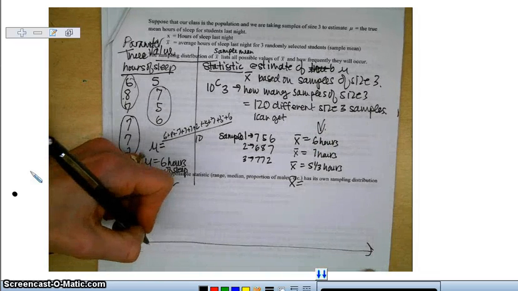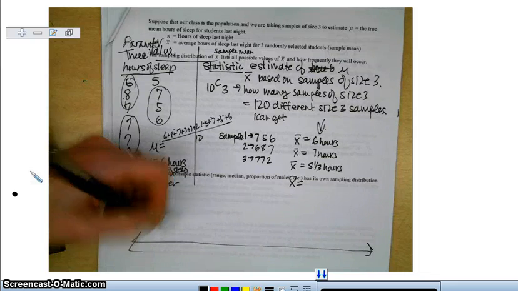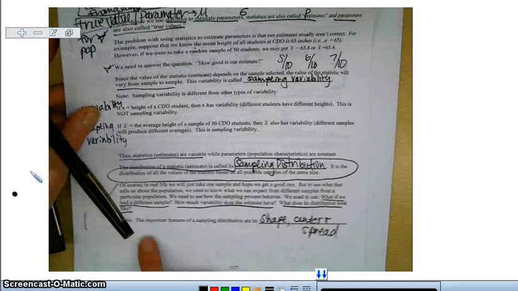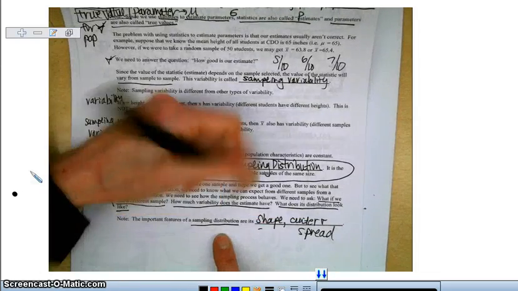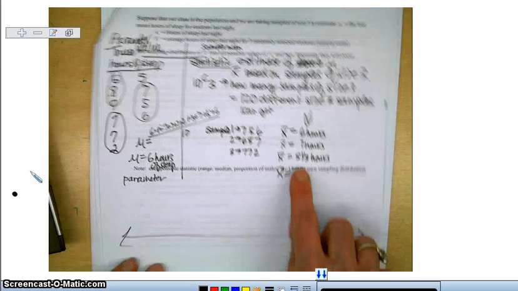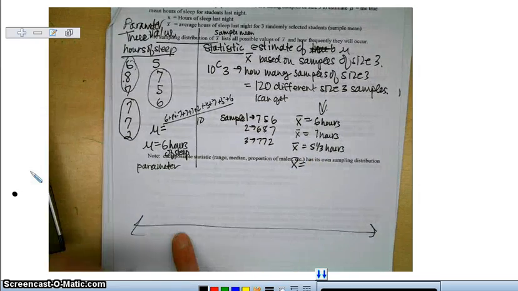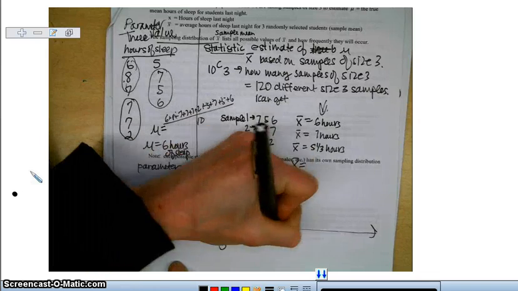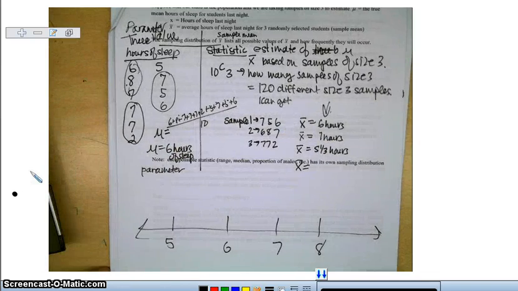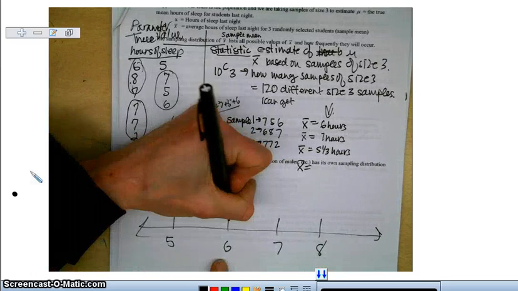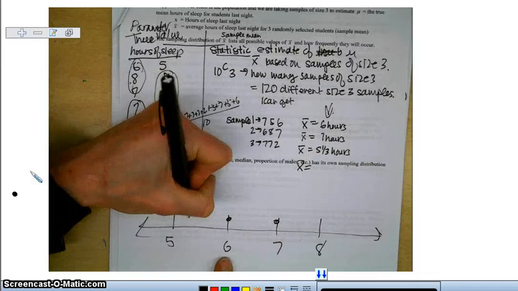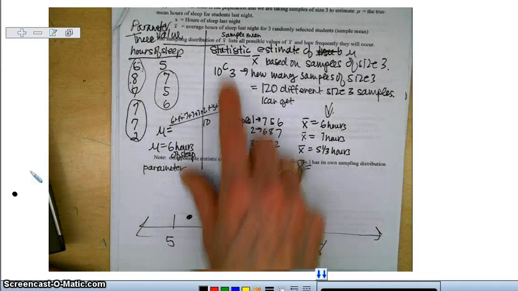Could I put those on a number line, a dot plot, and look at the shape of that? Okay? That's why the important features of a sampling distribution are shape, center, and spread. We can take all of those sample averages and we can graph them. We could put them on here. Here's 5, 6, 7. I'm not going to get higher than an average of 8 hours of sleep, right? Because the 8 was the highest number. So I could graph those. I got 6, and I got 7, and I got 5 and a third. I could make a dot plot of all of the averages.